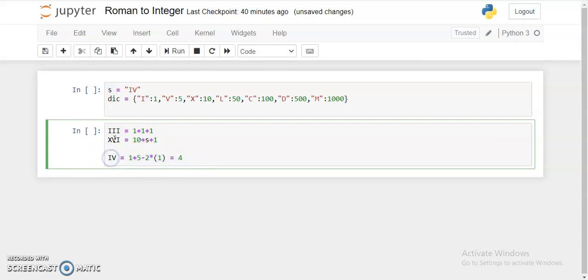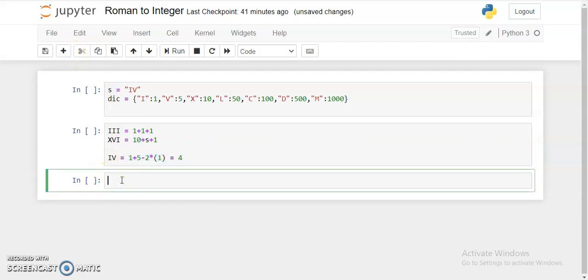If you look clearly at all these representations, the first digit is always larger than the next representation, like 10, 5, 1. So they are in decreasing order. But here you are seeing that this one is smaller than its next representation. So whenever we encounter a representation which is larger than its previous representation, we are going to apply this formula. So we can check like this.